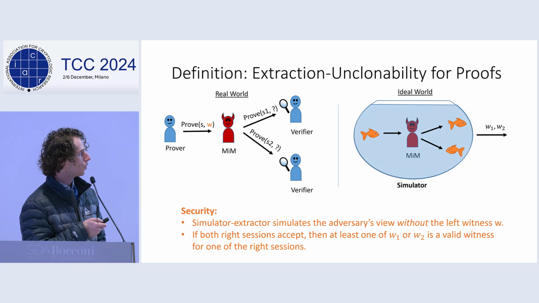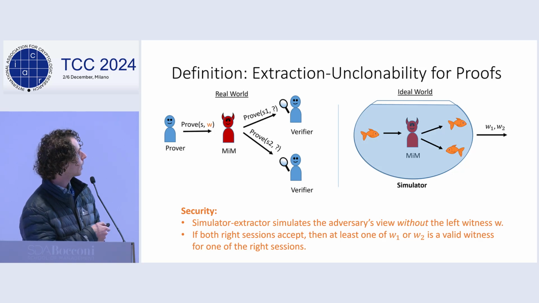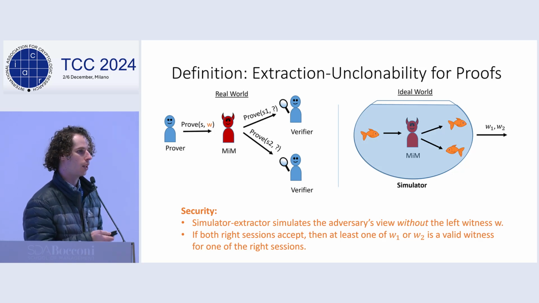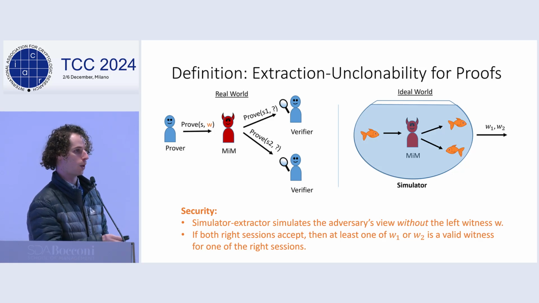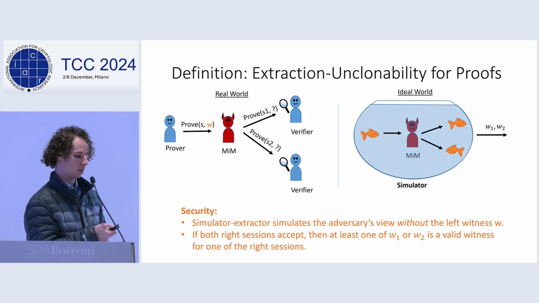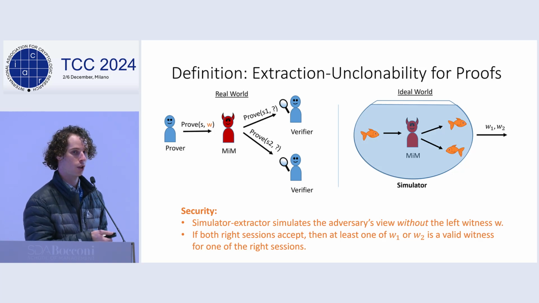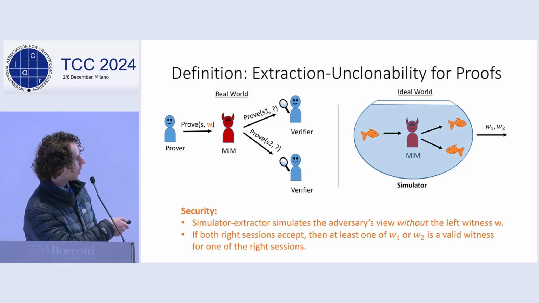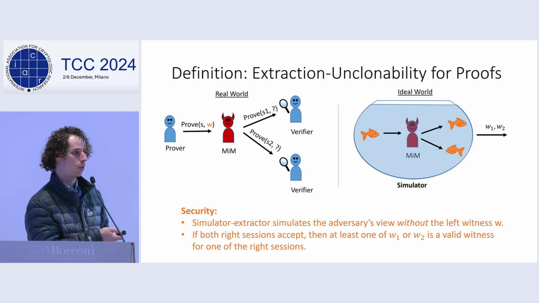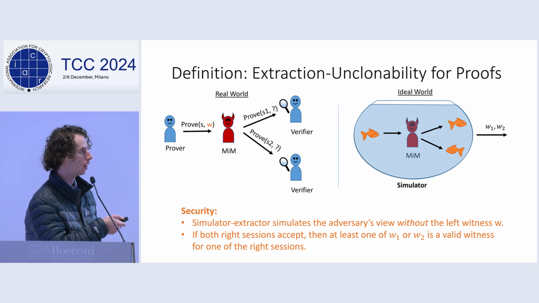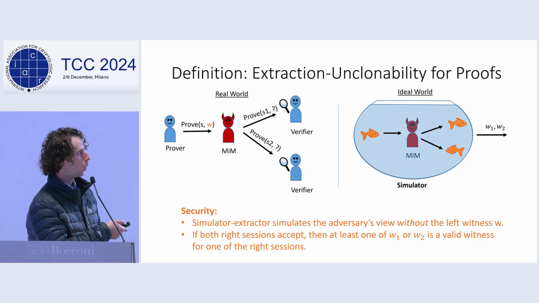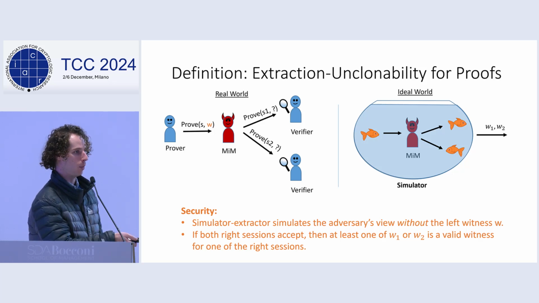And what we would like is for there to exist a simulator that can simulate the adversary's view without the witness. But crucially, we also want this simulator to extract two potential witnesses from the right sessions. And the guarantee is at least one of the two witnesses should be valid if both right sessions accept. So intuitively, again, if the adversary just forwarded one session, this session doesn't have the witness, right? Because the left session is simulated. But we would like it to be the case that if it produces a second proof, it should know that witness in this case.